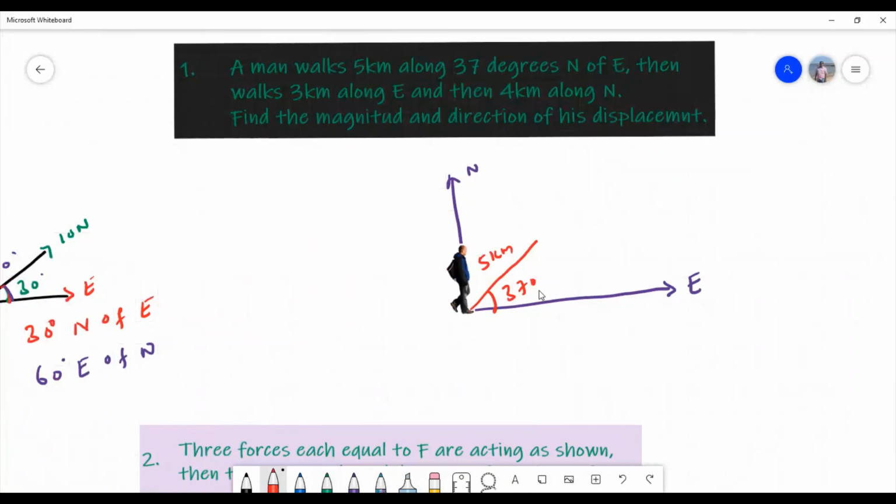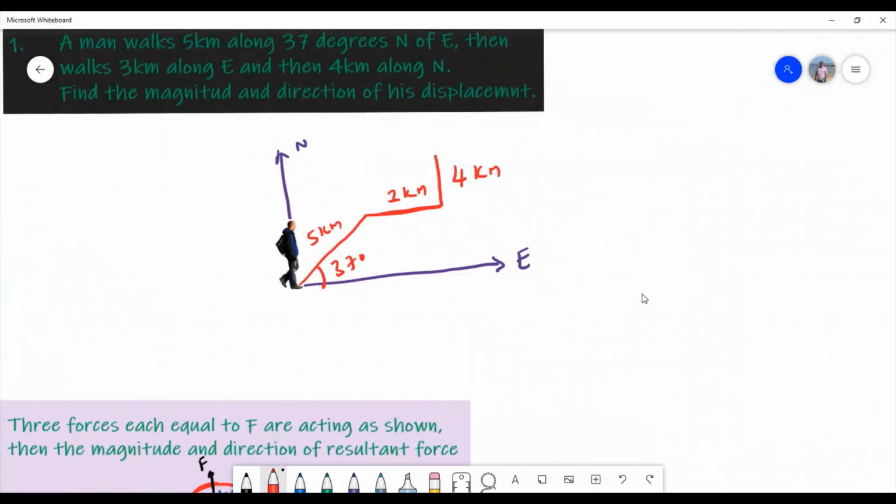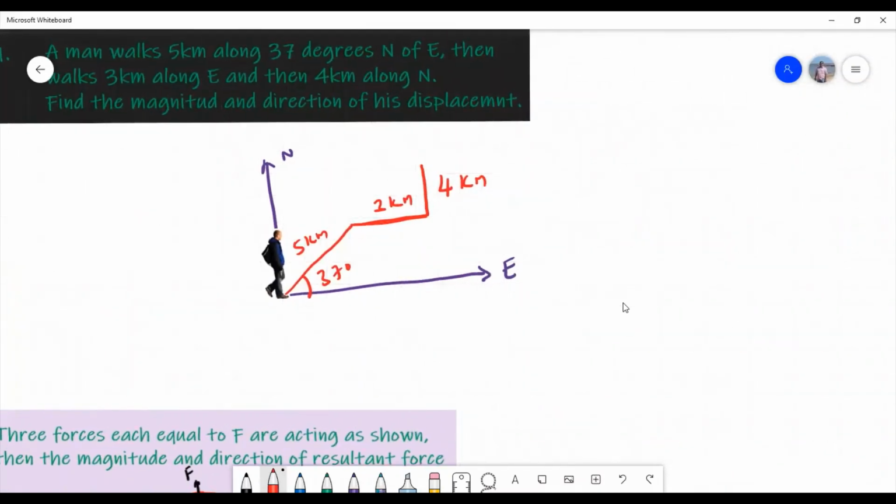Then again, he moves 3 kilometers along east. That means here he walked for 3 kilometers in this direction. This is 3 kilometers. Then 4 kilometers along north means this is 4 kilometers along north. Now, how to write the displacement? Up to this, there is one displacement, up to this one. So let us name them. Let's take this as origin O, this point as A, this point as B, this point as C.